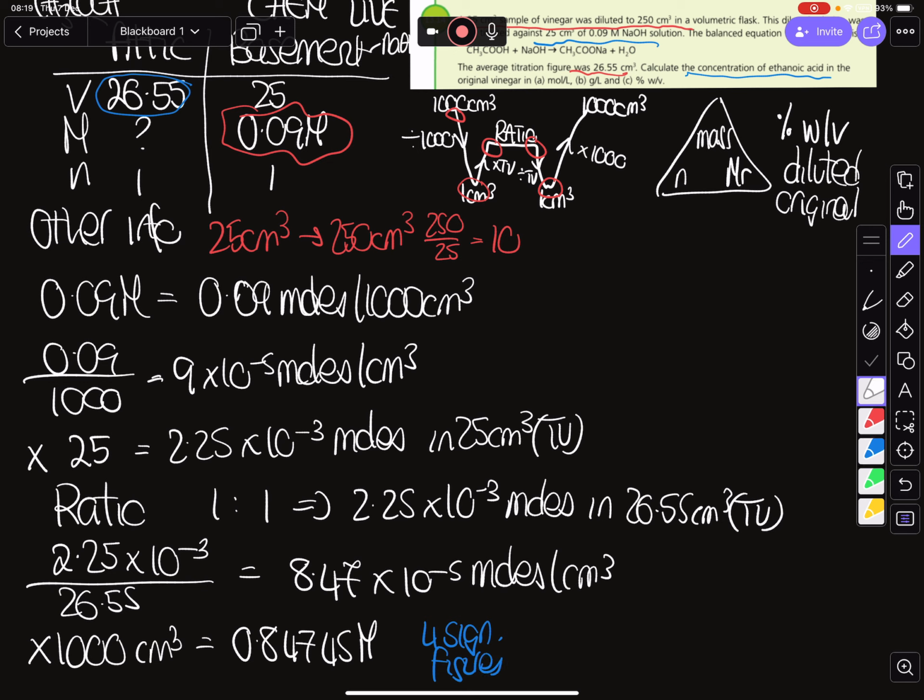And to do that, we count 1, 2, 3. This is our 4th significant figure, so we always look at the number that comes after, which is a 5. So it'll round up to 0.8475 big M. And this now is the concentration of my diluted vinegar.